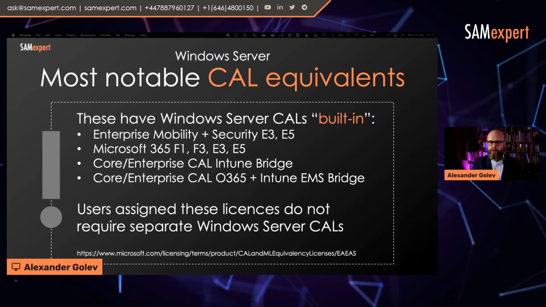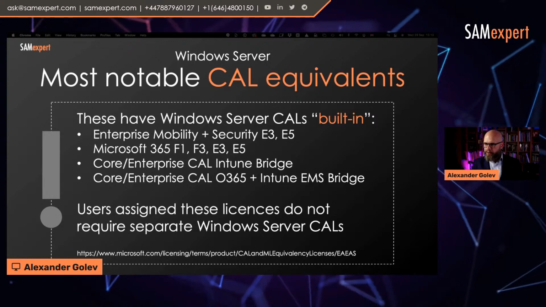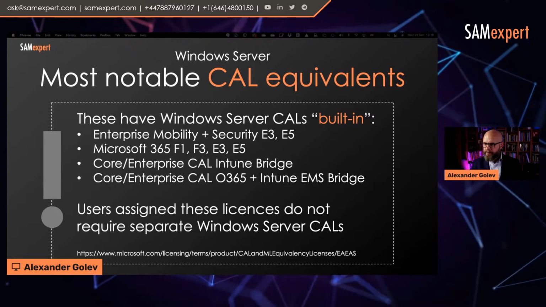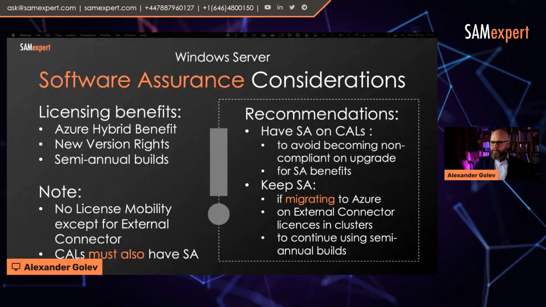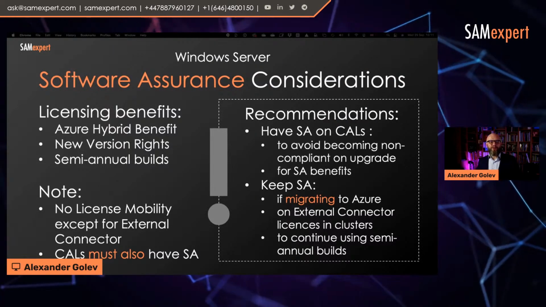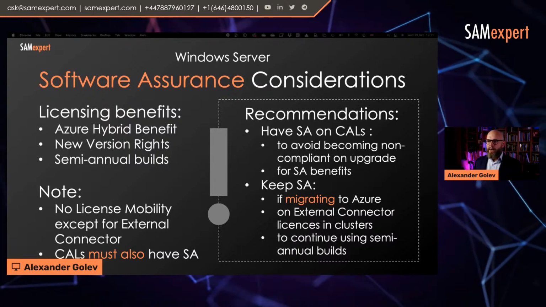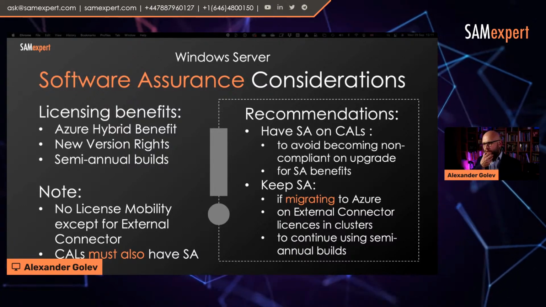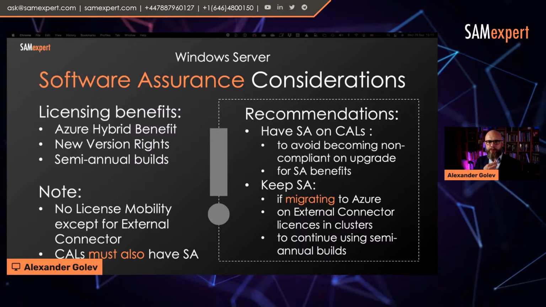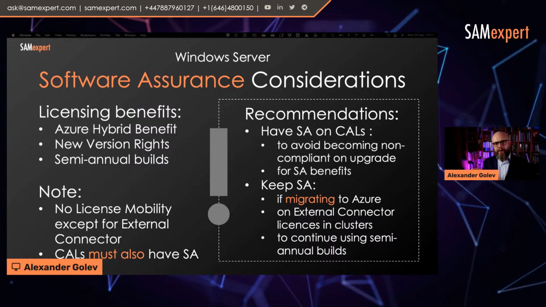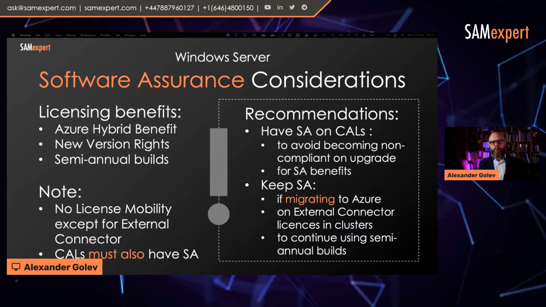Moving on. So where are we? CAL equivalence. There's a link in that slide which you can search in Microsoft product terms. Just search for CAL equivalence. It's easy. So, software assurance considerations. When do you need software assurance? Why would you keep it? Why would you use it? What is the benefit of having active software assurance on Windows Server licenses?